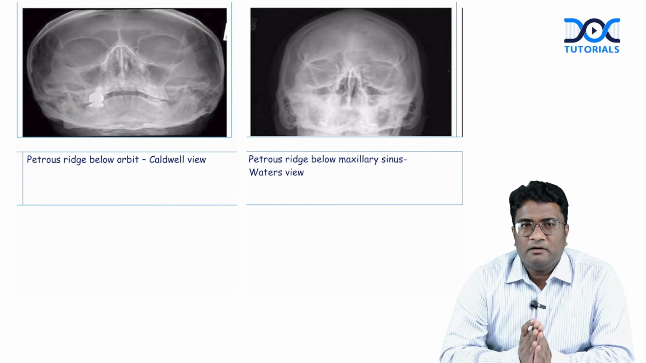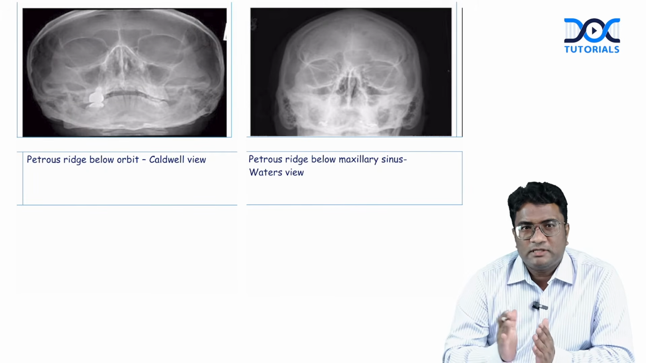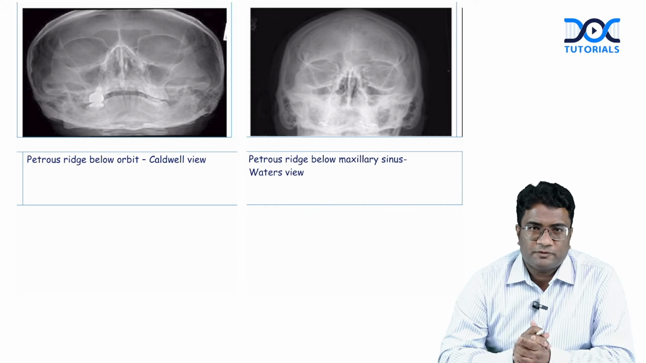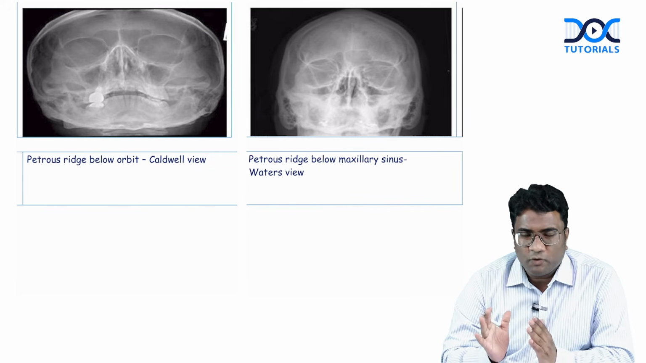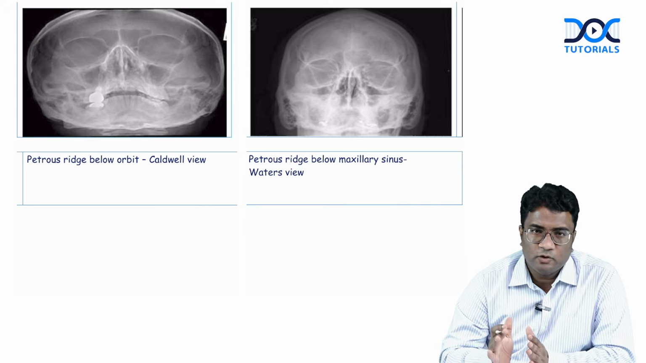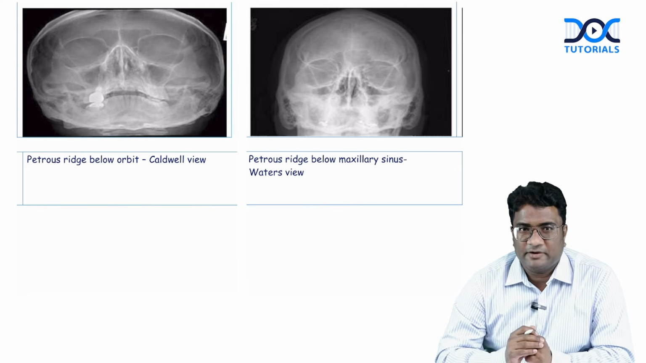By looking at the skull radiograph, how do I know which is a Caldwell view and which is a Waters view? To identify which is a Waters view and which is a Caldwell view, first look at the skull radiograph, identify the maxillary antrum.